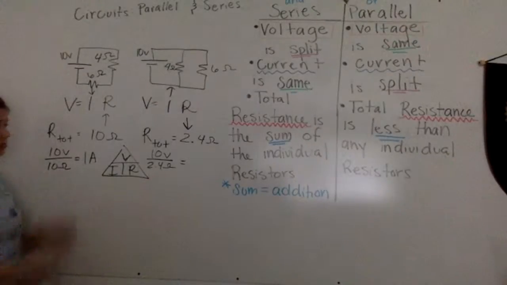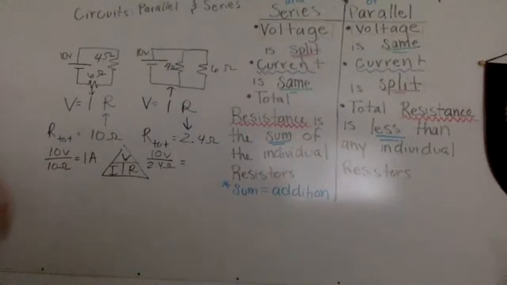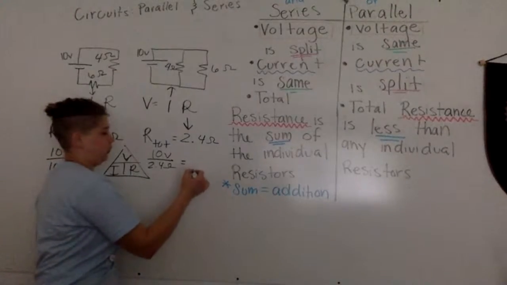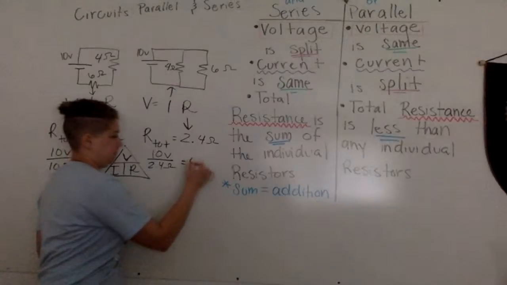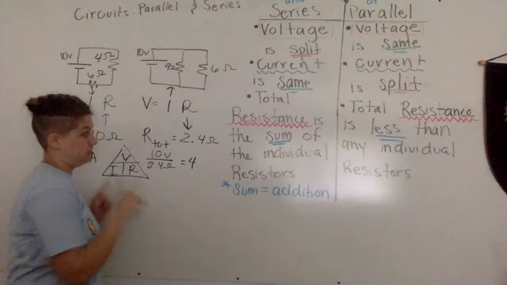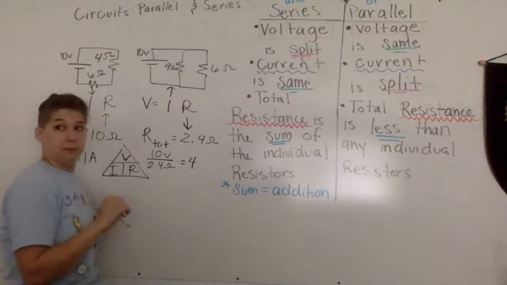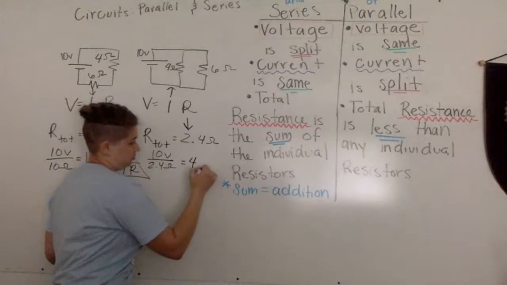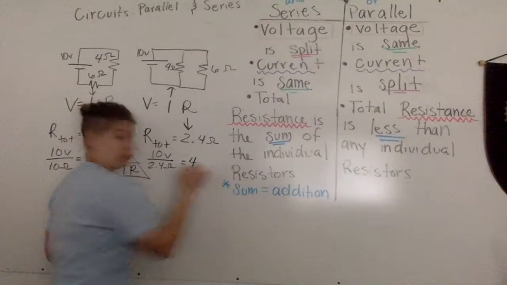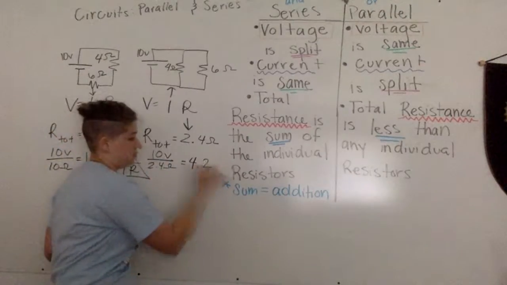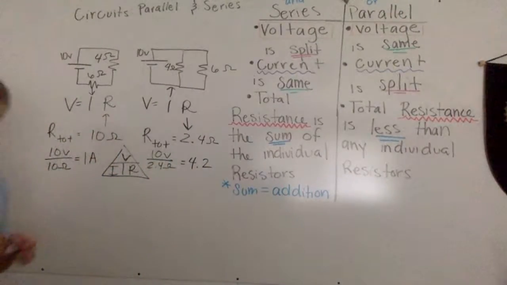We do 10 volts divided by 2.4, we get 4.1666, 4.17. Round, so we get about 4.2 if we round.